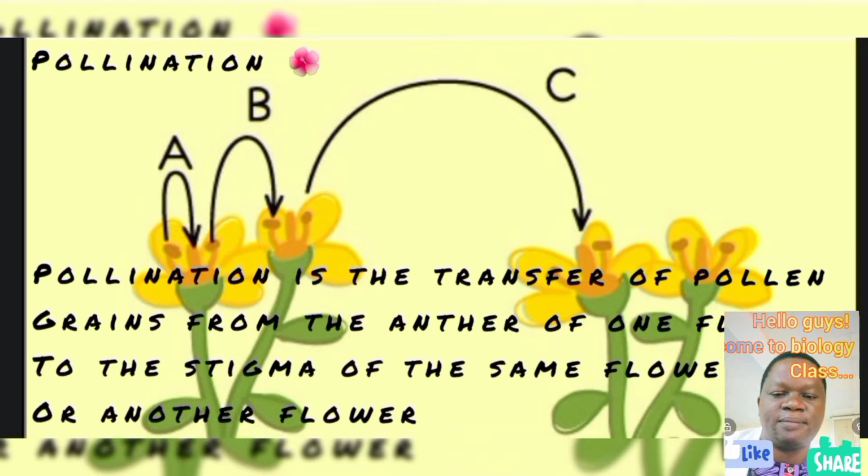Pollen grains actually contain the male gamete and are present in the anthers of the flower. So once the pollen grains move from the anther of one flower to the stigma of another flower or to the stigma of the same flower, pollination is said to have taken place. There are several parts of the flower that are involved in pollination, and I'm going to talk about those various parts now.